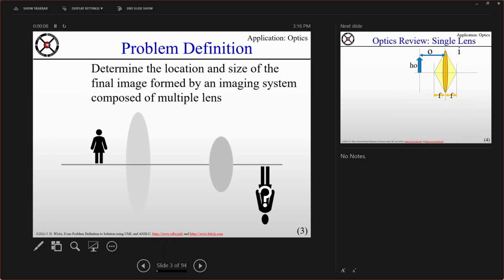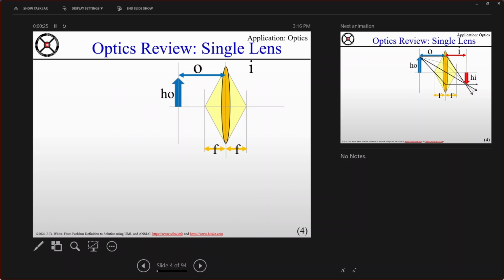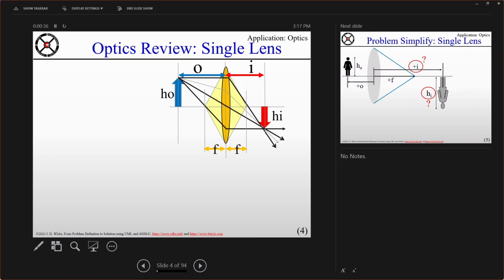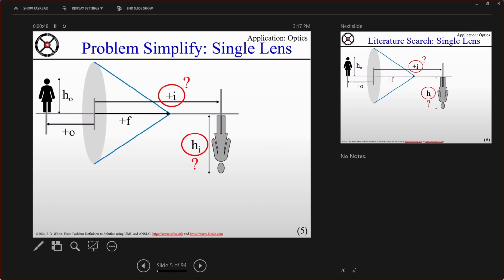Okay, remember the problem? In the long term, we want to determine the location and size of a final image formed by an imaging system composed of multiple lenses. In other words, there's not just one lens, but a whole bunch. Remember, the optical rays shoot out, they come back and they condense, and we want to find where the actual image is going to be. So, for example, if we've got an object here, we put our CCD right here, we'll be able to image the person right at this point.